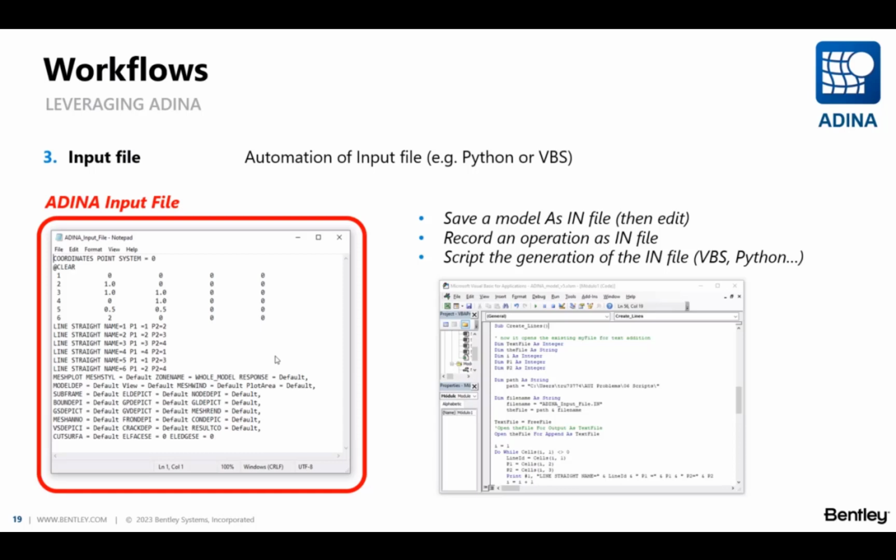It is a file that is accessible, that can be viewed and edited at any time, and is relatively easy to understand. There is a manual that explains what each command is, but we can also record operations, or we can create a model on the Adina user interface and save it as an input file to find out those commands. Of course, this opens the doors to automation and scripting of the Adina input file, and as such, the opportunity to automate the creation of models in Adina.